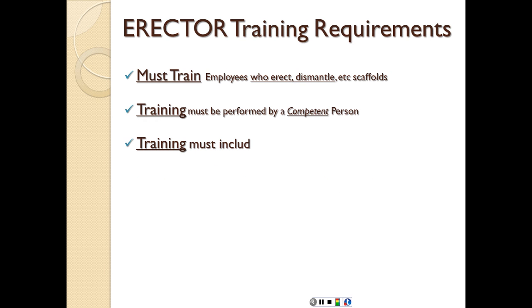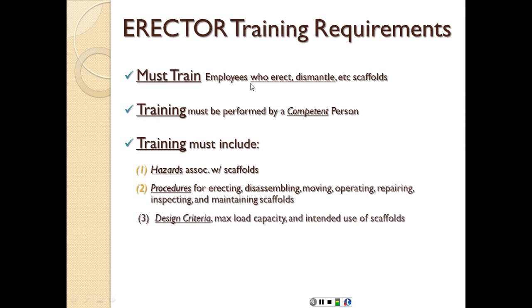The erector training requirements: you must train the employees who erect, dismantle, or maintain scaffolds. Training must be performed by a competent person. Training must include the hazards, procedures for erecting, and the design criteria. What's the maximum load capacity? When should it be inspected? How is it going to be braced? And so on and so forth.